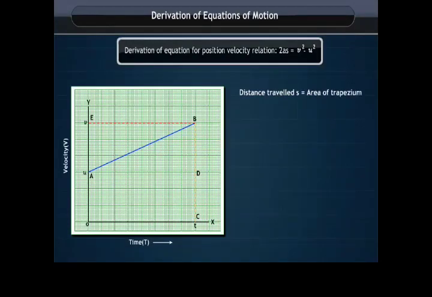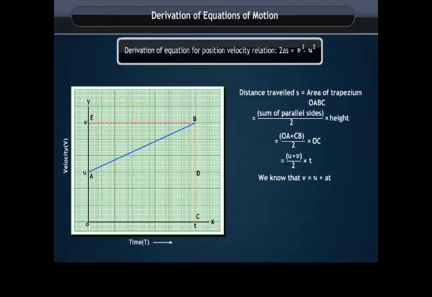Distance travelled S is equal to area of trapezium OABC is equal to sum of parallel sides divided by 2 into height is equal to OA plus CB by 2 into OC is equal to U plus V by 2 into T. We know that V is equal to U plus AT. T is equal to V minus U by A. So S is equal to U plus V by 2 into V minus U by A is equal to V square minus U square by 2A. So 2AS is equal to V square minus U square.